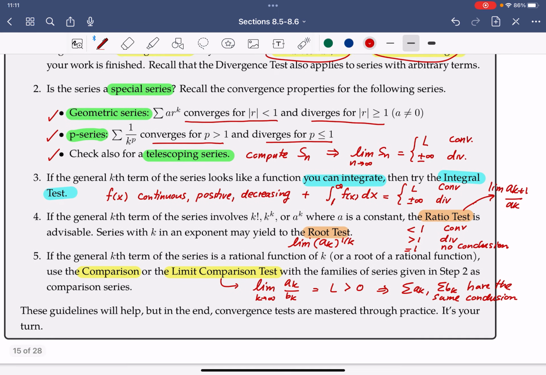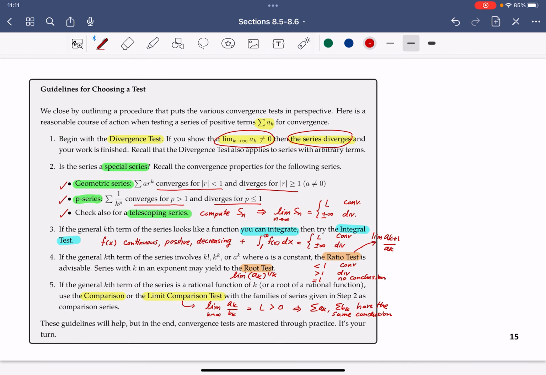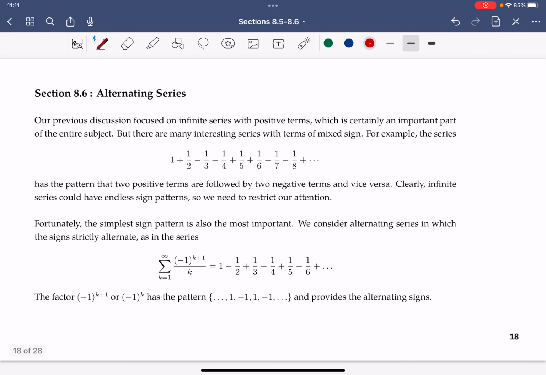Okay, we are not going to start section 8.6 today because I know that the exam is coming up and you feel a little bit nervous about that. So we're going to talk about the format of the exam on Wednesday, and also walk through some questions on the homework if you have questions. We're going to start section 8.6 after the exam.